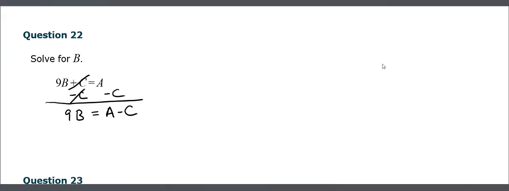Now think about what you would normally do in an equation. Once we come to this last step, we're solving for 1B. So right now it's 9, so we're going to divide both sides by 9. So on the left hand side, 9 over 9 is 1. That gives us 1B. And on the right hand side, we have A minus C all over 9.